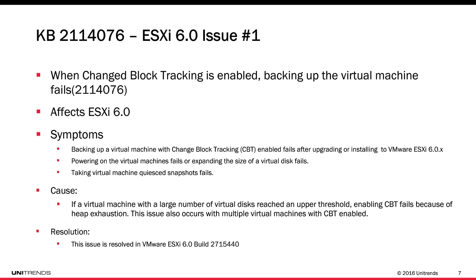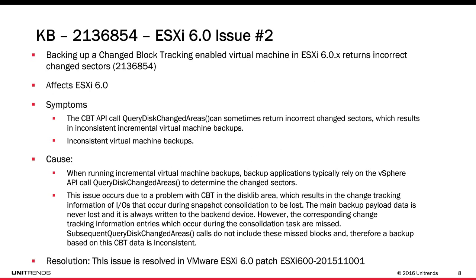But around the same time, there was a second issue related to CBT that was also announced. This one, KB 213-6854, got a lot of attention, particularly here at Unitrends, because this was one that could result in, again, that silent corruption where you think your backups are working properly, but because of an error in the CBT information, you may not actually be getting all your backup. So in this case, the API was, again, returning incorrect change sectors. As a result of that, you wind up with inconsistent virtual machine backups, and you could potentially have corrupted backups without even realizing it.